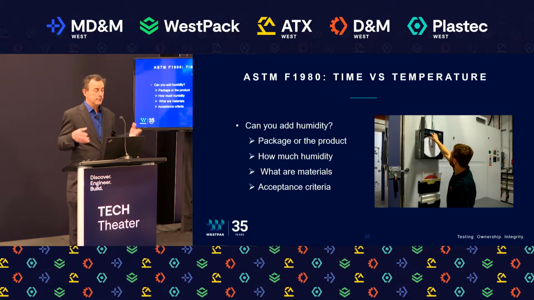So I'm going to try to help everybody out here by saying, what are you looking at? Are we looking at the package or the product? Depending on what we're looking at, how much humidity are we going to use, right? What level should that be? Is that 20%? Is that 50%? Is that higher? And also, what are the materials? What kinds of materials are we talking about? And then, of course, ultimately, the acceptance criteria.